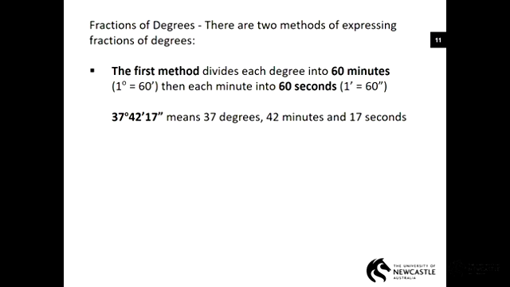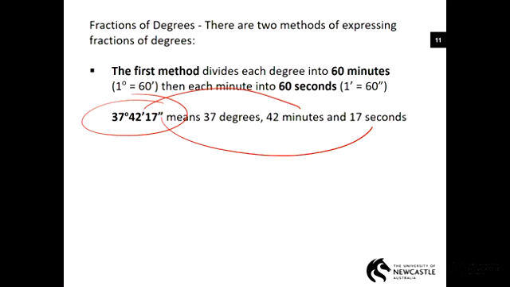So, fractions of degrees. Firstly, if we've got an answer, 37 degrees, 42, that means minutes, and 17, that means seconds. I forget the proper name. Apostrophe? Double apostrophe? I don't know. I know there was minutes and seconds. So this single dash is minutes, the double dash is seconds.